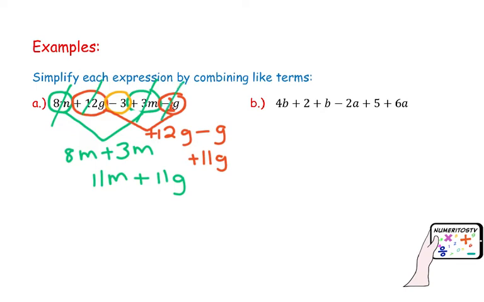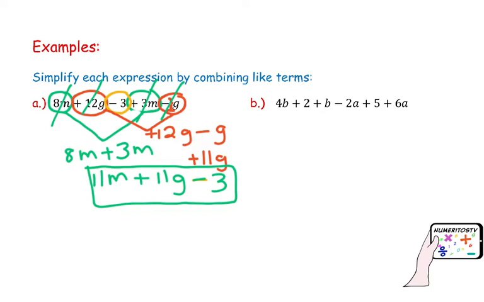And don't forget your constant. I cannot combine that one because that's the only one that I have, so I just rewrite it here in the expression, minus 3. Okay, this will be my simplest form because I cannot combine any of those variables or the constant.